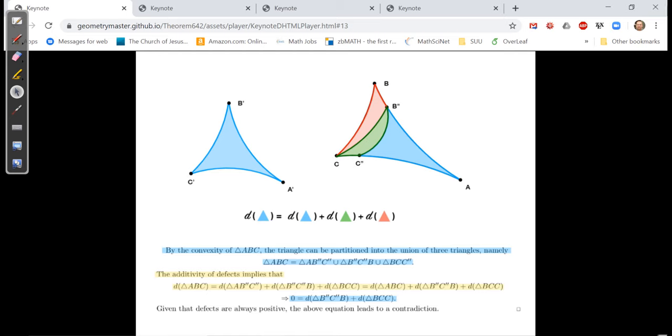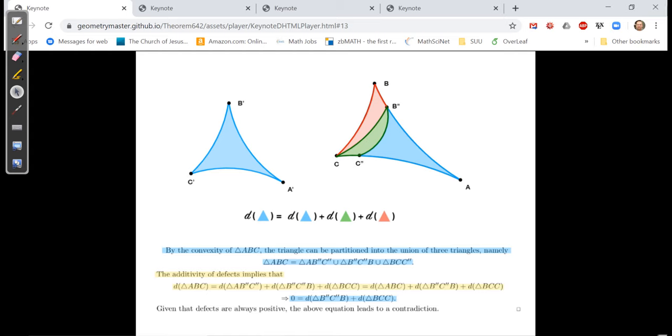But for the larger, so to speak, triangle ABC, by additivity, its defect will add up to be the defect of the blue triangle, A, B double prime, C double prime, the defect of the green triangle, C, C double prime, B double prime, and the defect of the red triangle, C, B, B double prime. But if you cancel out the two congruent triangles, because remember, we used additivity of defect. Now we're going to use the congruence preservation.